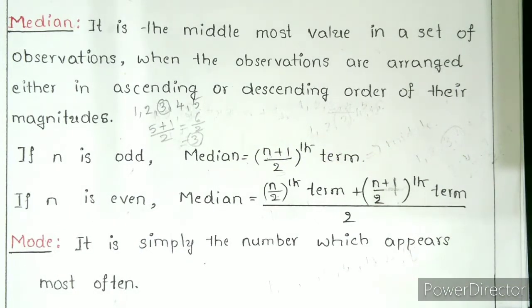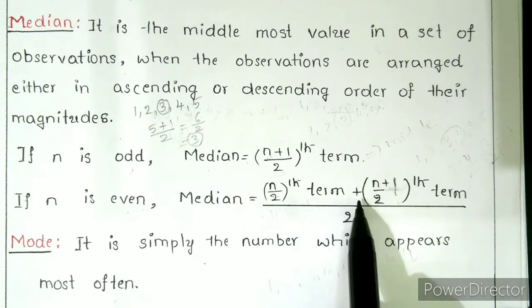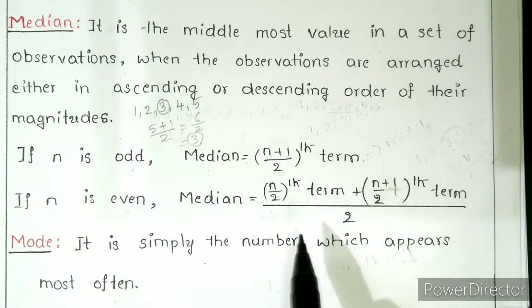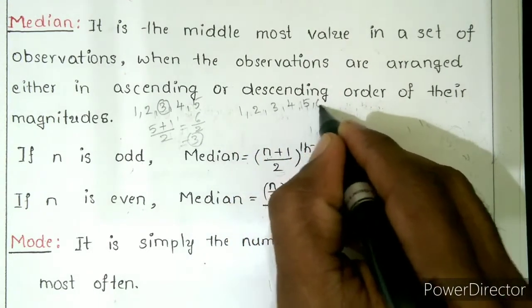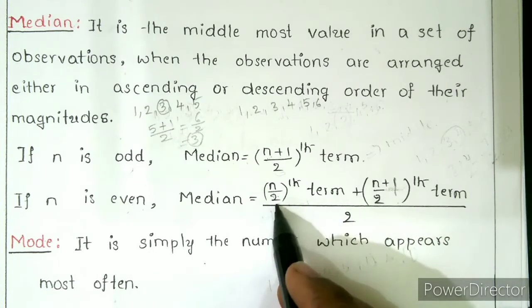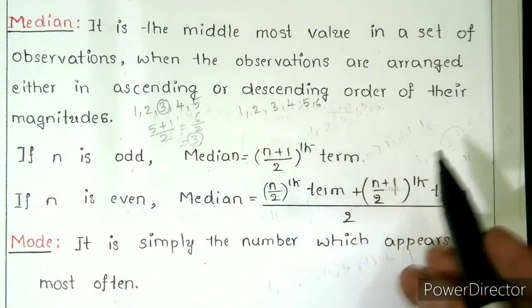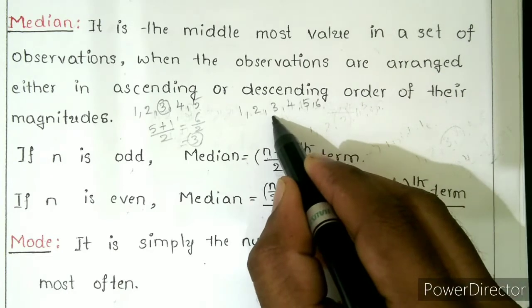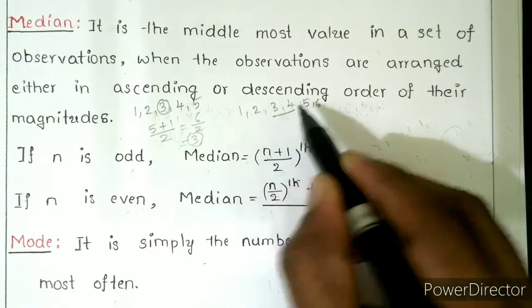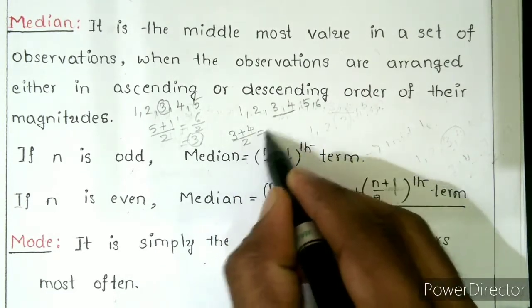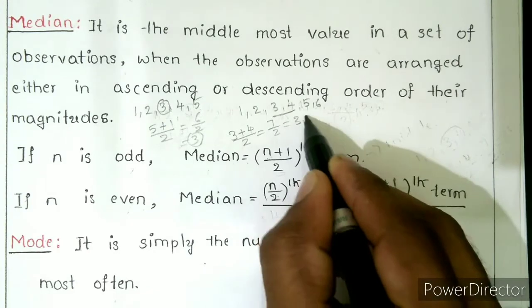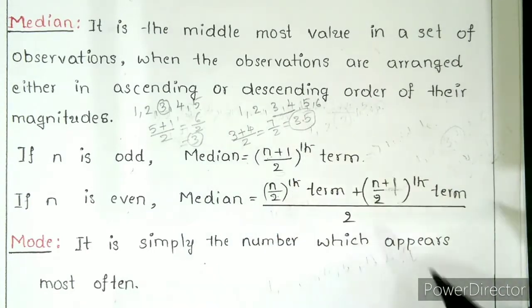Now if n is even, median equals the n by 2th term plus the n by 2 plus 1th term, divided by 2. I take 6 numbers: 1, 2, 3, 4, 5, 6. Here n is 6. You have two middle terms, 3 and 4. The average of 3 and 4 is 3 plus 4 by 2, that is 7 by 2, 3.5. The answer is 3.5.